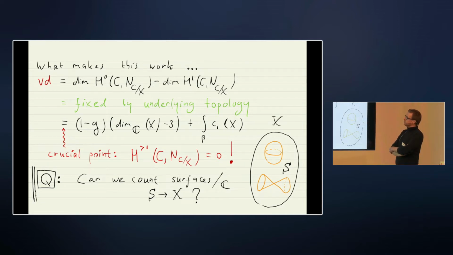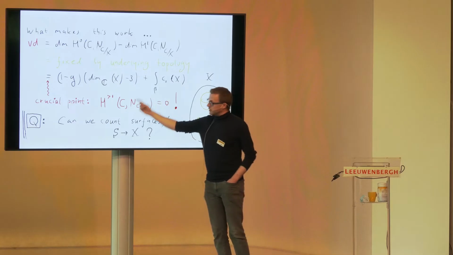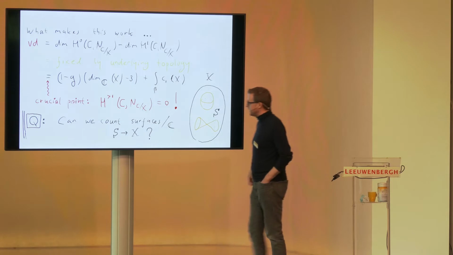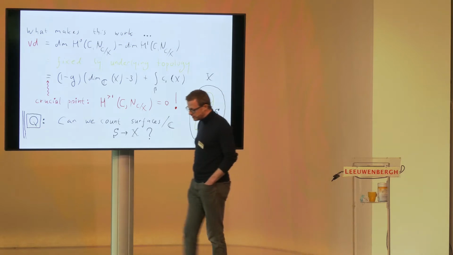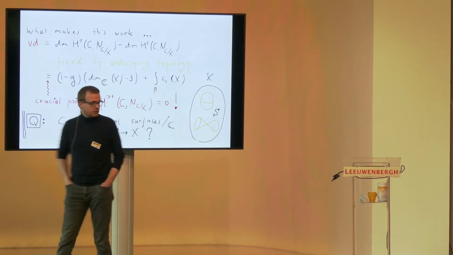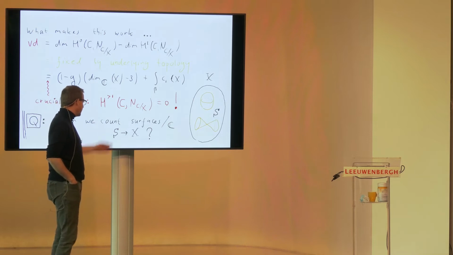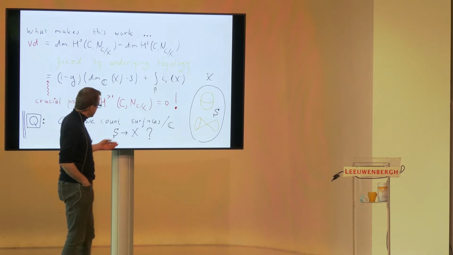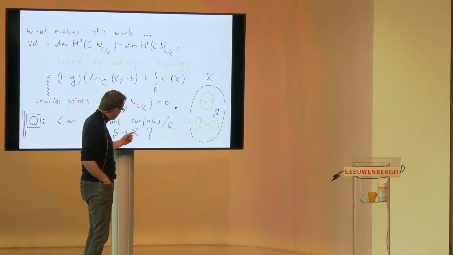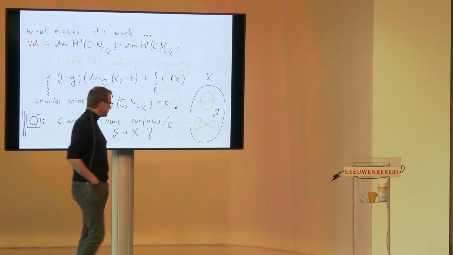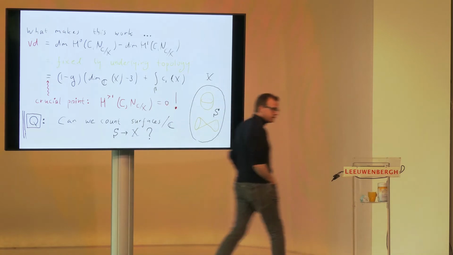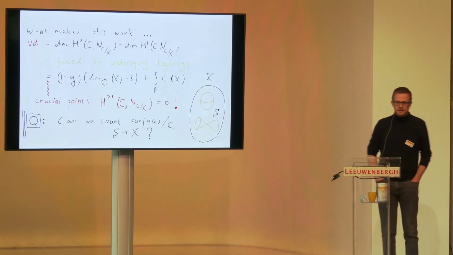And a crucial point, what makes this work, is that there are no higher obstruction spaces here. So these higher cohomology groups, they vanish. And this is quite important here. So today, the question we ask ourselves is, can we count surfaces, complex algebraic surfaces inside of, well, if we want any hope of doing this, we'll be taking here X to be a Calabi-Yau fourfold. So this is the leading question. Are there any questions?